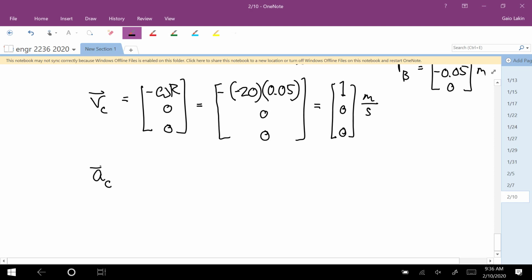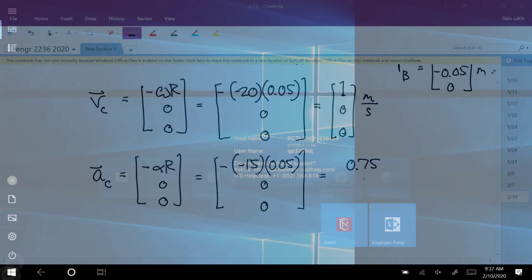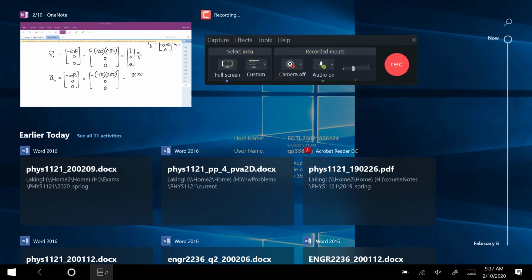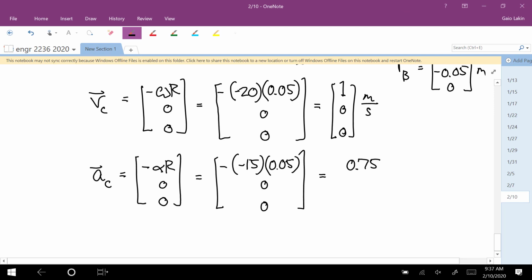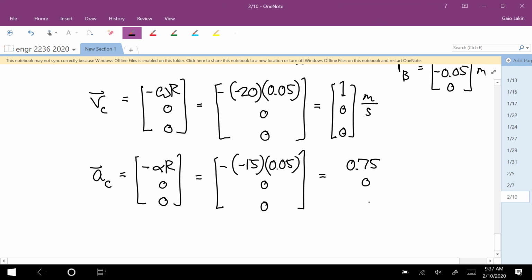And the acceleration of C is negative alpha r. So that's negative of negative 15 times 0.05, 0, 0. And so that is 0.75, 0, 0.